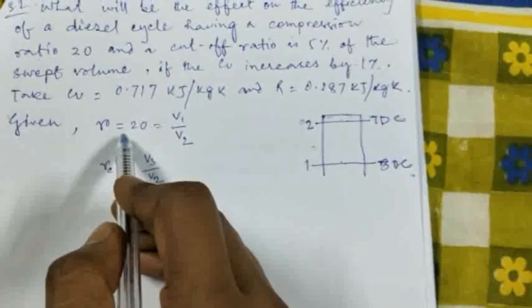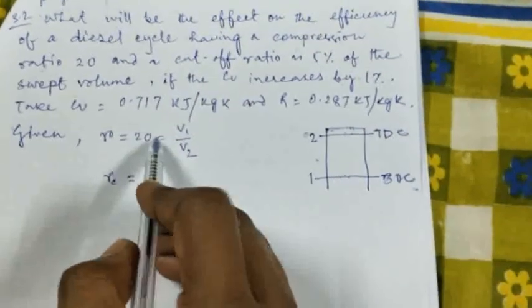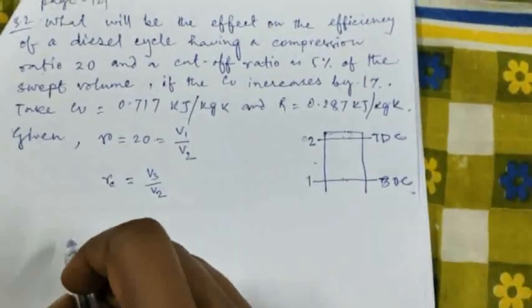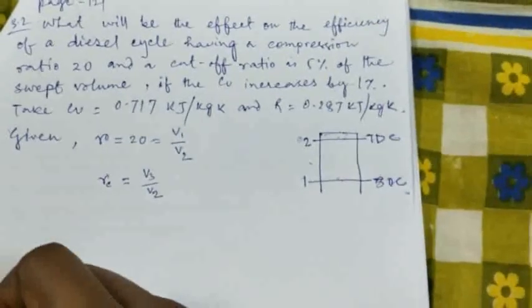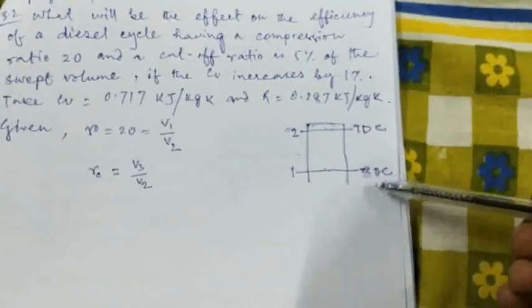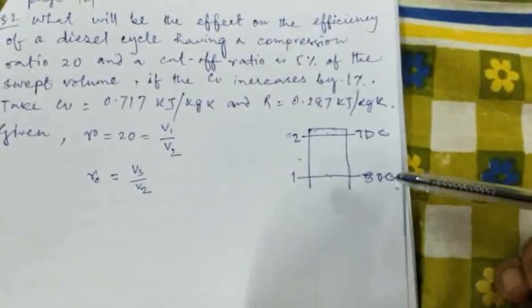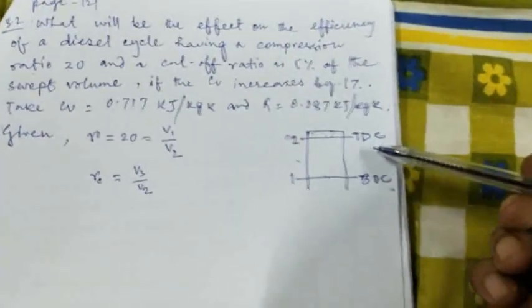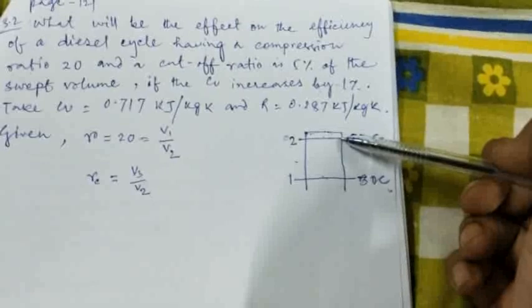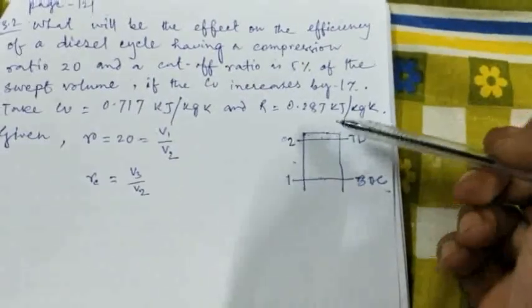Here r is given, r equal to 20, which is the ratio between the maximum volume of the cylinder and the minimum volume of the cylinder. The maximum volume of the cylinder is when the piston is at bottom dead center. The minimum volume of the cylinder is when the piston is at top dead center. That means the clearance volume.